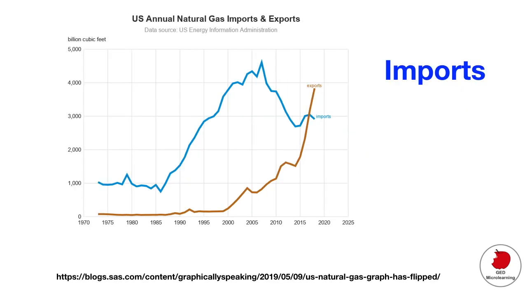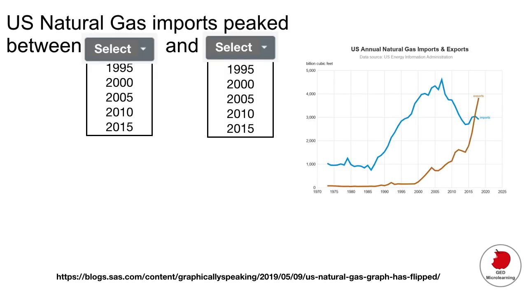We're interested in imports, and the question asks us between which 2 years the imports peak. All you have to do is find the two highest numbers on the blue line, which are 2005 and 2010. Then you hit your drop-down menu and click the correct answer.